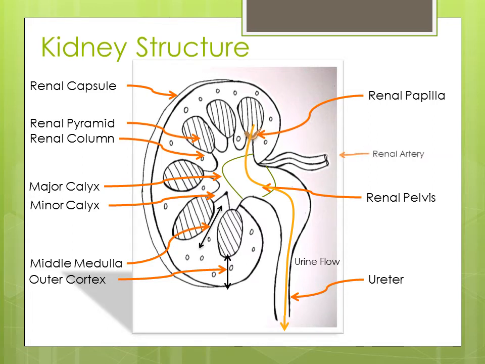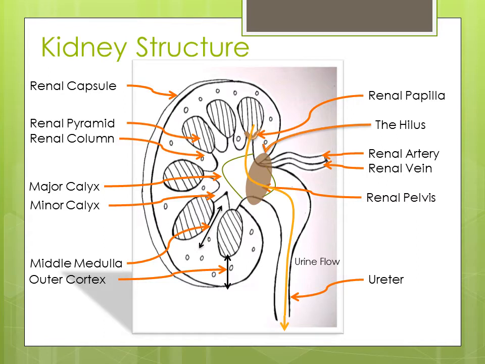Blood is supplied to the kidney by the renal artery, and blood is removed from the kidney by the renal vein, both of which lie within close proximity of the ureter. The area where these three components associate with the kidney is called the hilus, which is surrounded by adipose tissue in the renal sinus.